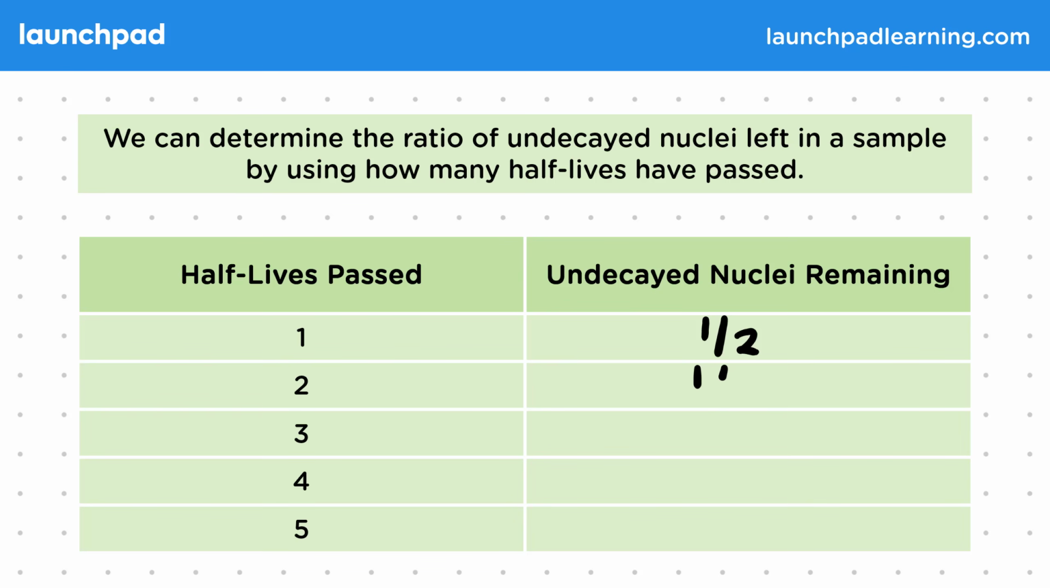After 2, a quarter. After 3, an eighth. After 4, a 16th. And after 5 half-lives, a ratio of 1/32 nuclei remain. This proportion will be the same for any sized sample. Let's have a look at an example demonstrating this.